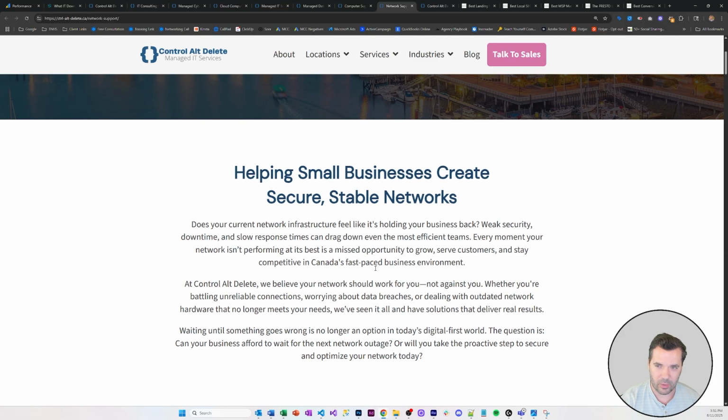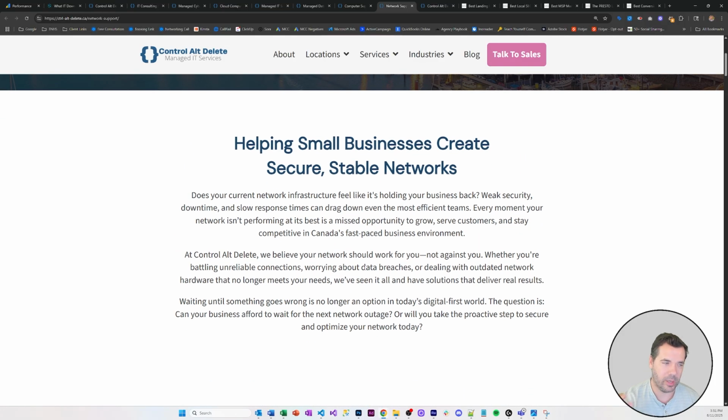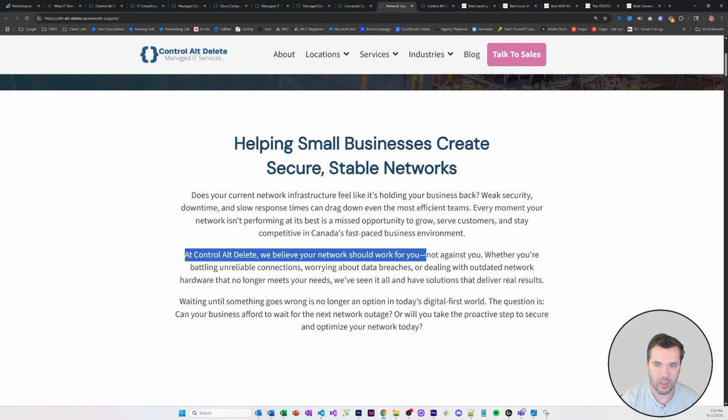So again, I don't have a specific formula for the resonate section, but the main outcome of the resonate section is when writing the copy, you want to demonstrate that you understand their problems. You want to ask incisive questions, and also position your business as the solution. So always try to work in the brand name with a little bit of language like this: At Control Alt Delete, we believe your network should work for you, not against you.